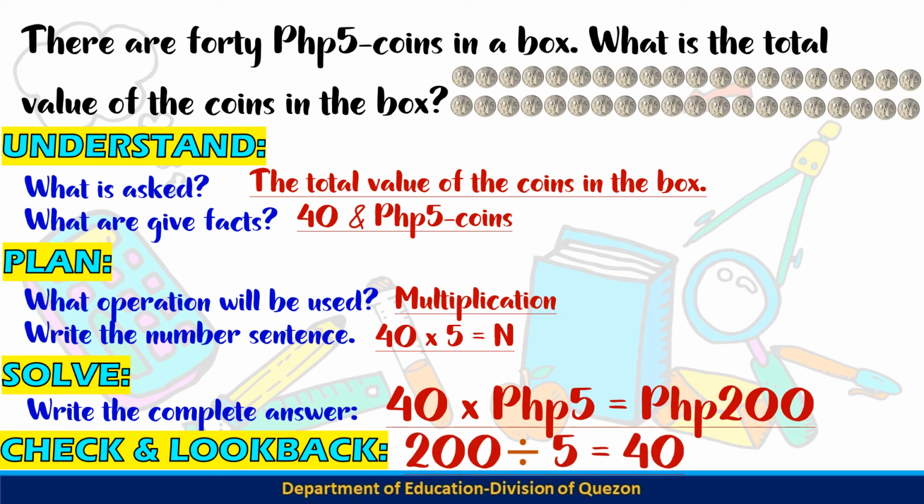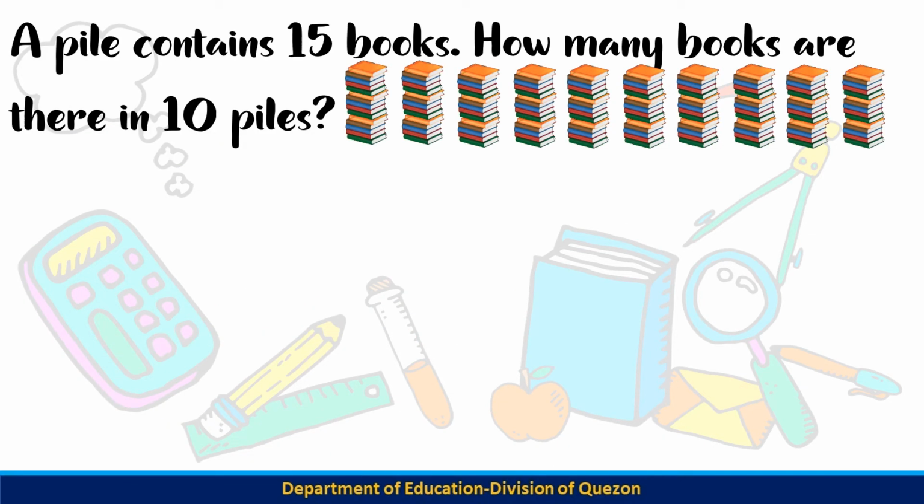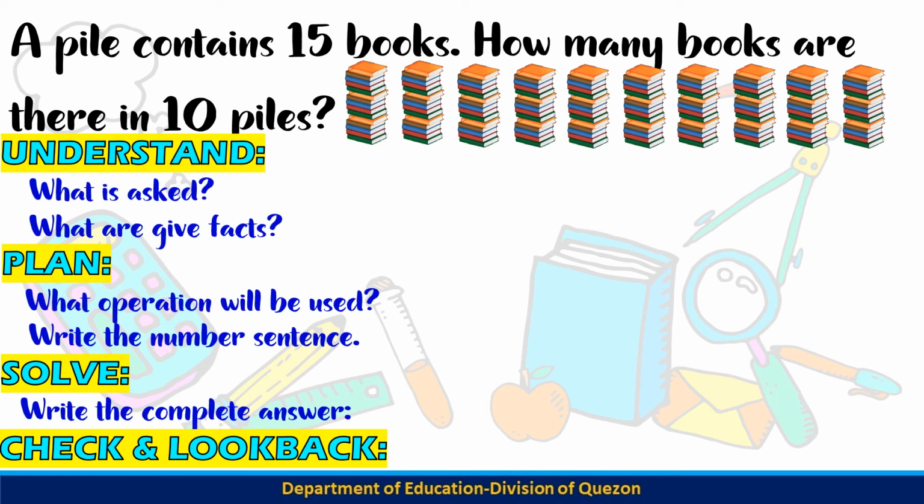200 divided by 5 is equal to 40, or 200 divided by 40 is equal to 5. Tama po ang inyong sagot doon? Kung tama ang inyong sagot, your answers are all correct. Let us proceed. A pile contains 15 books. How many books are there in 10 piles? Again, there are four steps in solving the problem, and I will give you one minute to answer, and the time starts now.